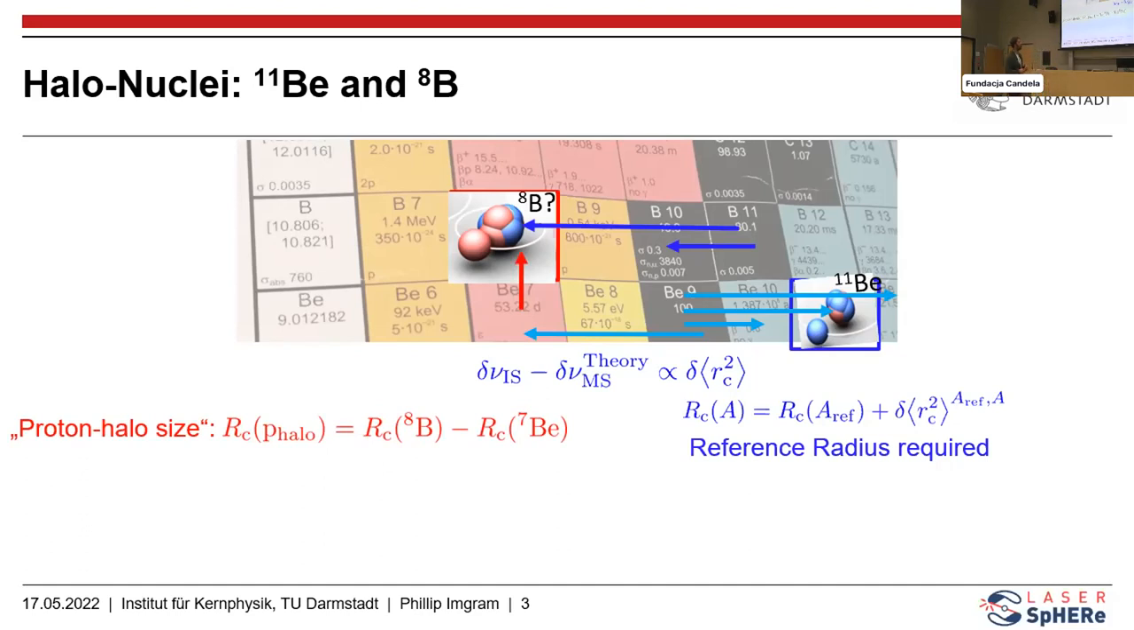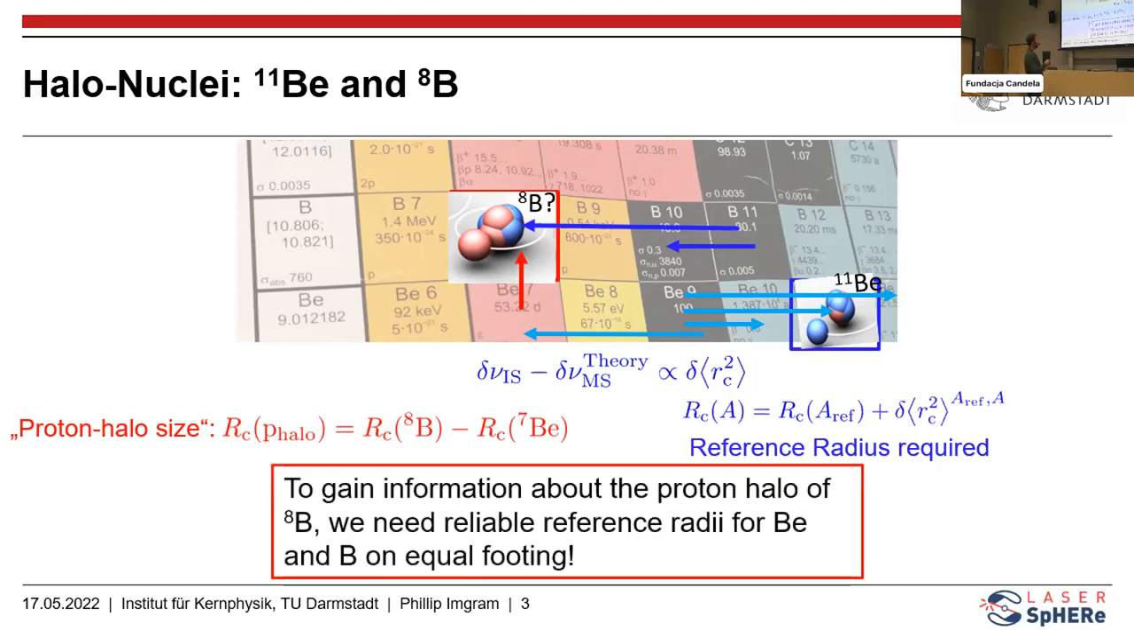So what would be really nice is if you have all of these measurements based on the same experimental technique and also on the same theory, and not have to mix all these different techniques and with them also the different systematic uncertainties. So the main motivation for our work is to gain information about this proton halo size by setting all these nuclei on the same footing.